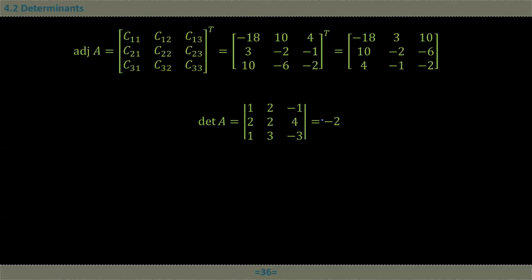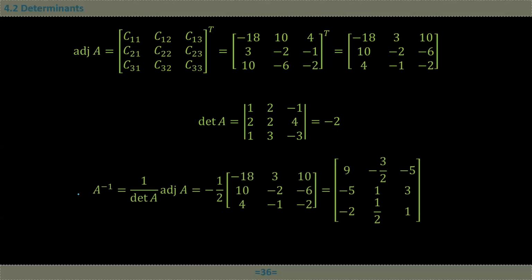So now using the formula, what is the inverse of A? That's equal to 1 over the determinant of A, that is 1 over negative 2, times the adjoint of A. And the adjoint of A, we have found that. Just substitute here and simplify this, multiply each component by negative half, and we will get this matrix. So that is how we find the inverse of the matrix using the adjoint method.